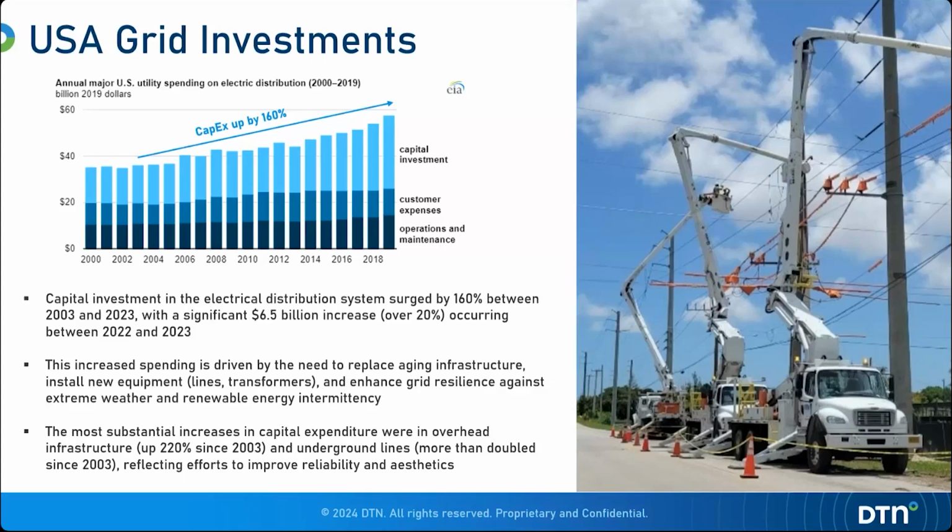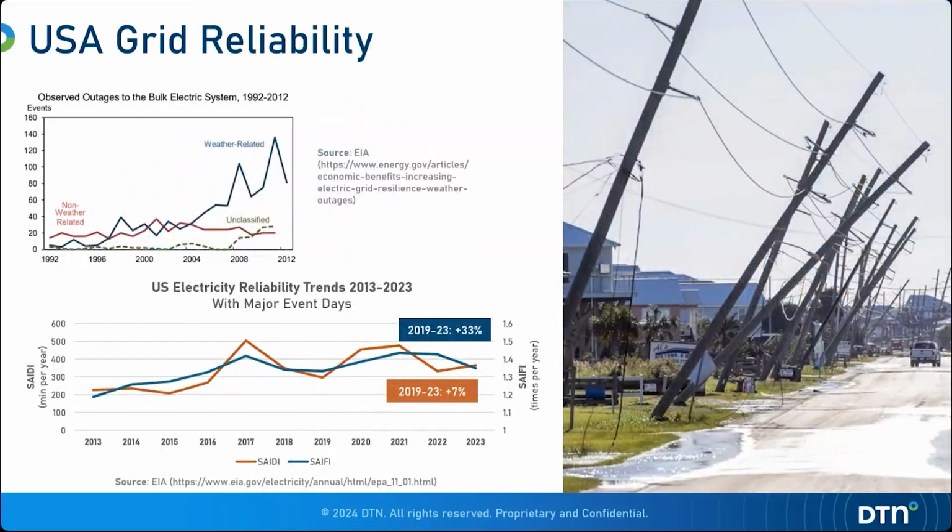So there's a lot of aging infrastructure that's being replaced, different lines, transformers, substations, and the like. There's new enhanced power settings, equipment, and other enhanced grid resiliency measures that are being taken in order to better handle and minimize the impact of extreme weather, as well as better manage the intermittency of renewable energy. If we go to the next slide, Kevin.